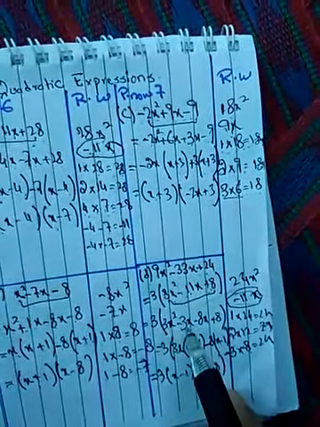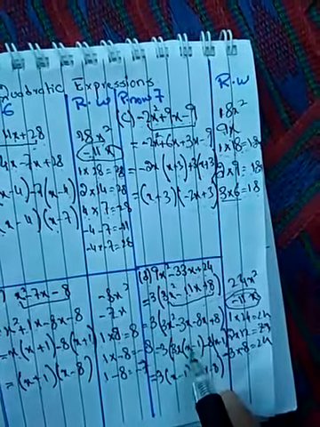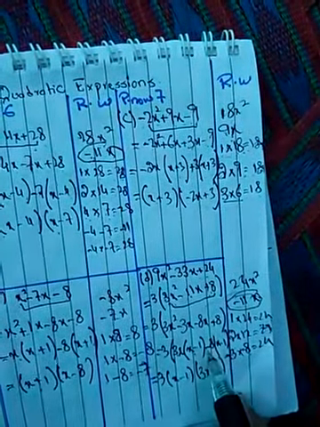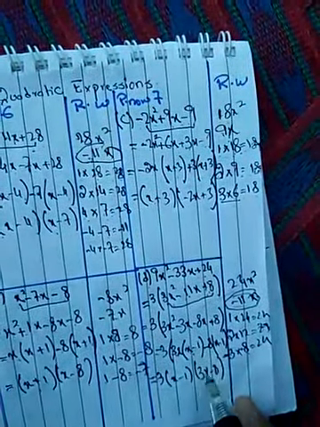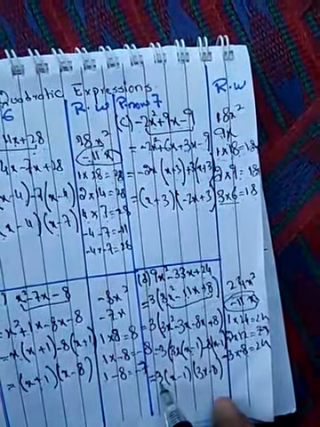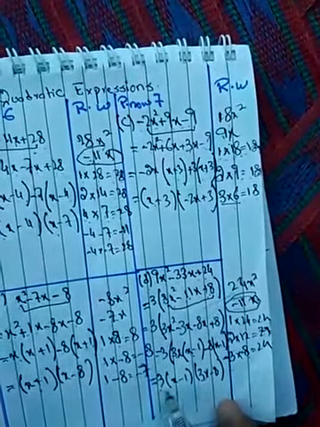Now we take 3x as common from the first two terms, and we have x minus 1, and from the other two terms we take common minus 8, and we have x minus 1. x minus 1 and 3x minus 8, and outside the bracket is 3. This is our required answer.